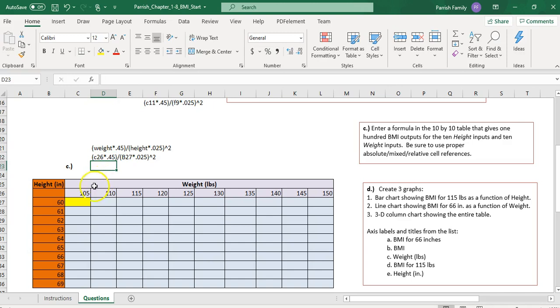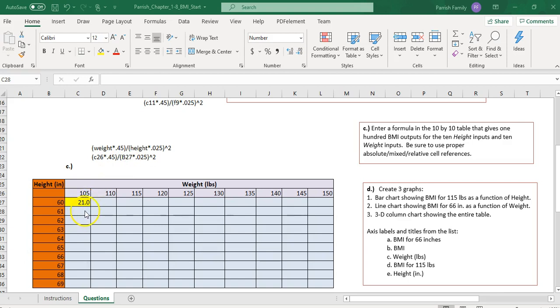Okay? Alright, so I want you to type that formula into our first cell here. Notice when I type that in there, I got 21.0. So make sure you used your parentheses, right? And make sure you typed your formula correctly and you put your equal sign.